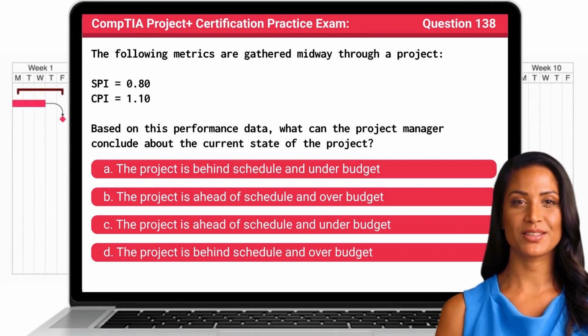Question 138. The following metrics are gathered midway through a project. SPI equals 0.80 and CPI equals 1.10. Based on this performance data, what can the project manager conclude about the current state of the project?